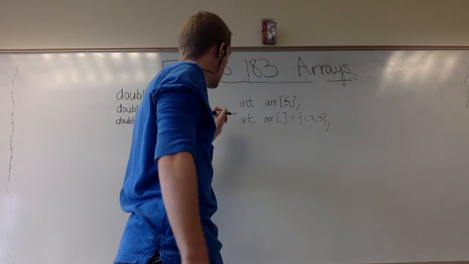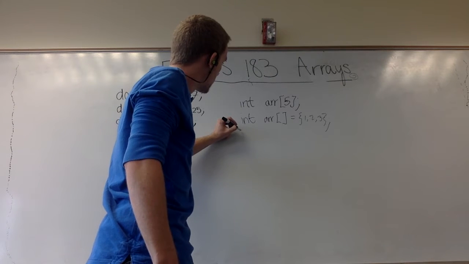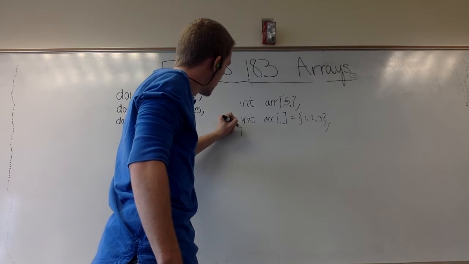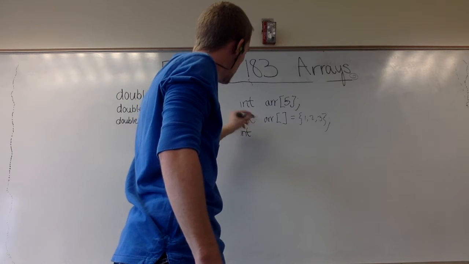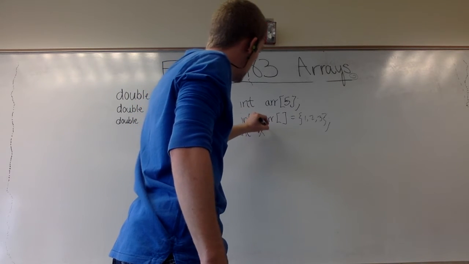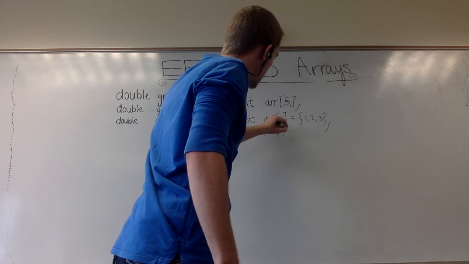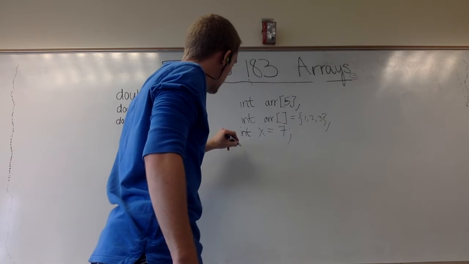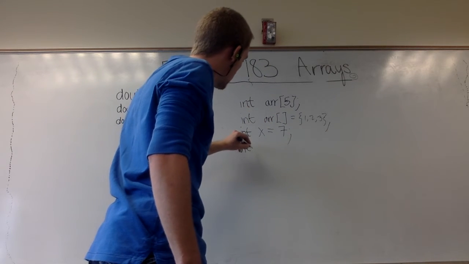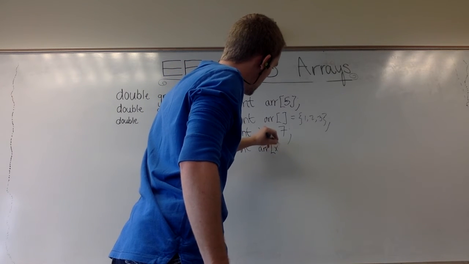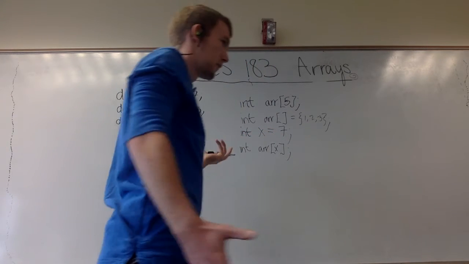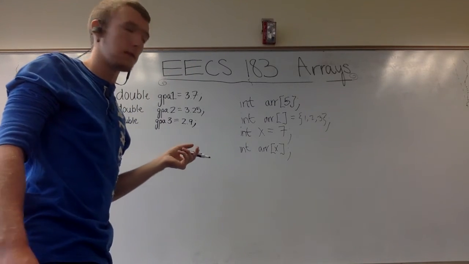Also, another thing to note is that the size of an array cannot be a variable. It must always be constant. So say we had int x equals 7. Now we can't make an array of size x, because what if x changes? Then that would mean the size of the array would change.